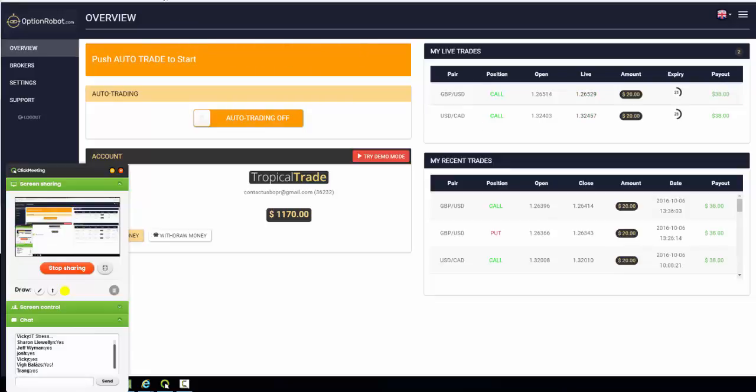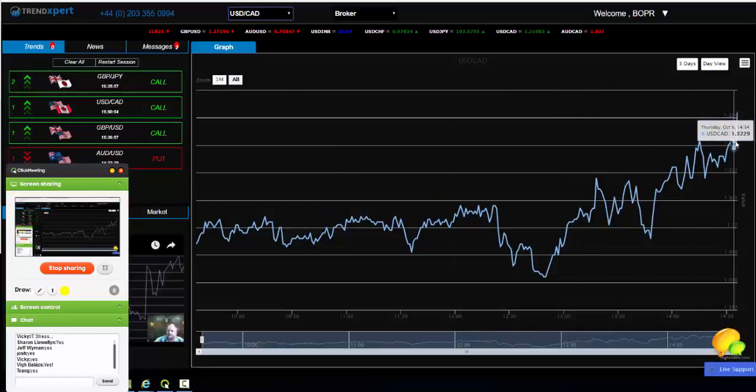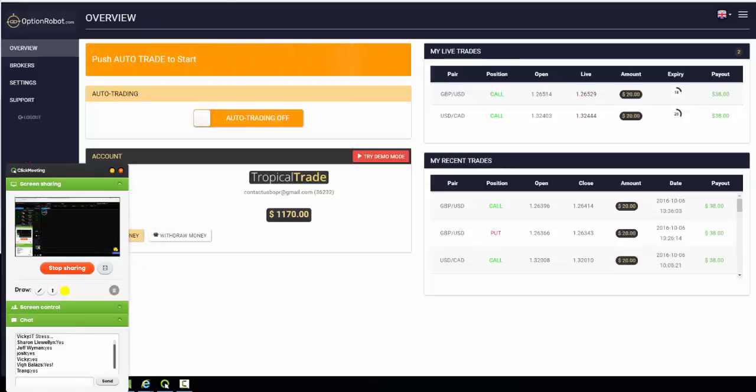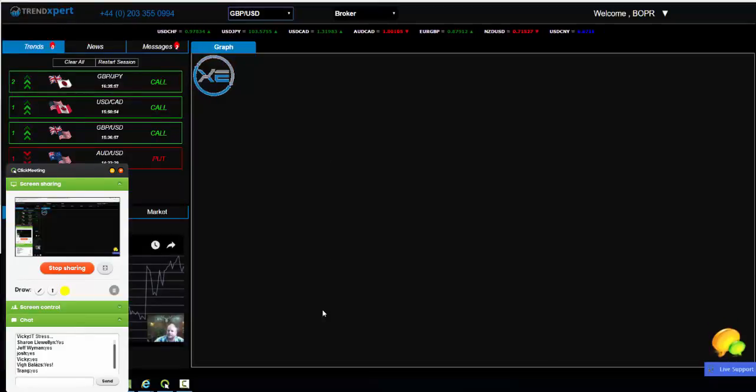So we just got to wait. The USD CAD is a call, obviously. Look at the massive spike that's happened there. And also we got the GBP USD as well. I think it was the trade, which it was, is also a call as well.